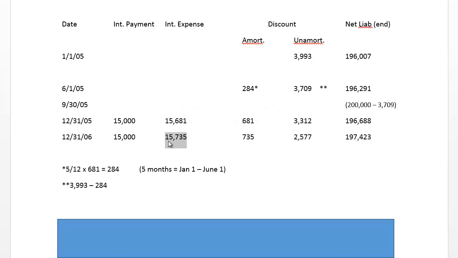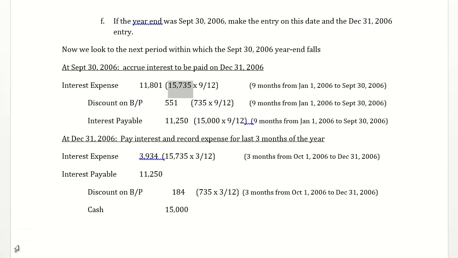So if that's the amount of interest expense for the year, we only want it in our question from January to September. So we only want it here for 9 months, January to September. So that's going to be $11,801. We know the difference between what we pay out in interest or what we accrue in interest here and the amount of interest we've expensed for the entire year would be the amount of discount for the entire year. But we're only going to amortize that discount for 9 months of the year.